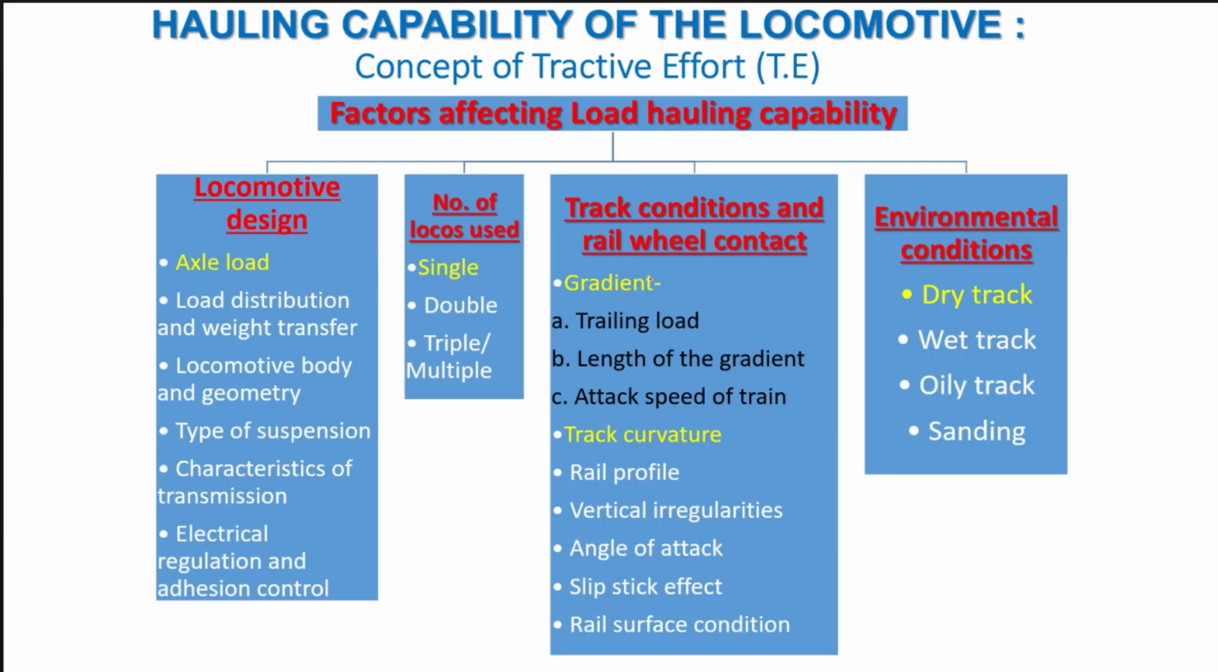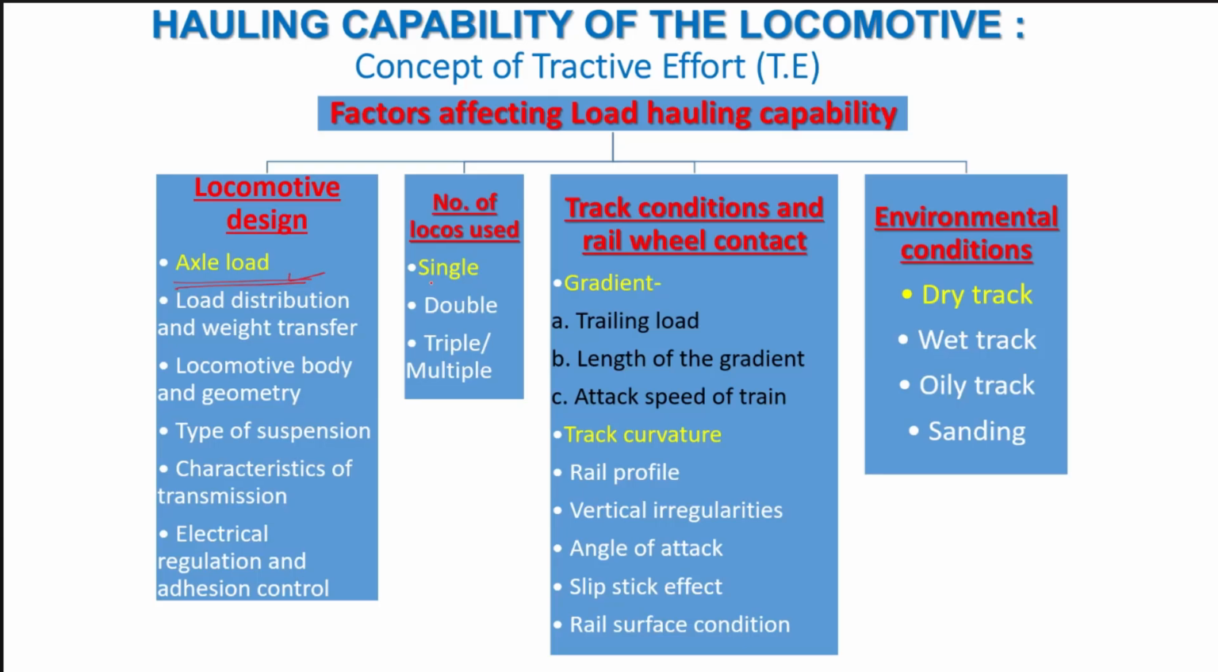First, we will discuss the rolling stock. In rolling stock, the main element is the locomotive, which hauls all the other vehicles. So the main factors are four: locomotive design, number of locos, track condition, rail-wheel contact, and environmental condition. In this slide you can see the locomotive design. The most important is the axle load. Although there are load distribution, weight transfer, locomotive body, type of suspension, and transmission characteristics, for design purposes the axle load is a must. That is the more important.